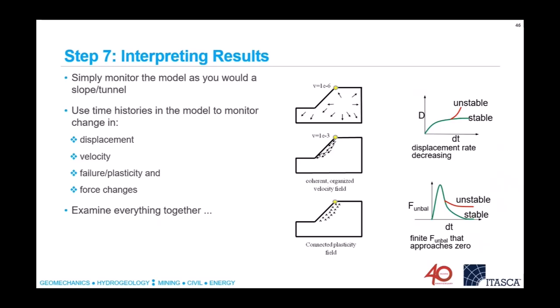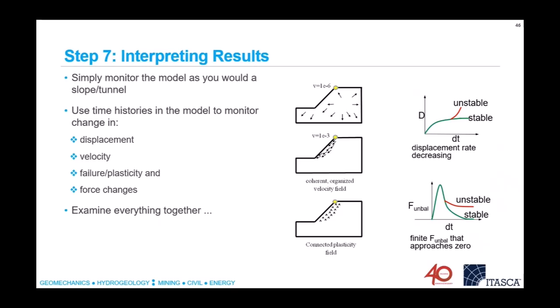We can monitor histories of displacements and velocity. We can monitor failure states for different zones. For example, a zone can fail plastically in shear, in tension, or even in volume. And if we monitor displacement at particular points, for example at the crest of the slope, if it converges, we will see that displacement basically doesn't change anymore. If it doesn't converge, displacement continues changing. Same for unbalanced force. If it converges, it goes to zero after some peak. If it's unstable, it doesn't go to zero. So we can monitor these things.